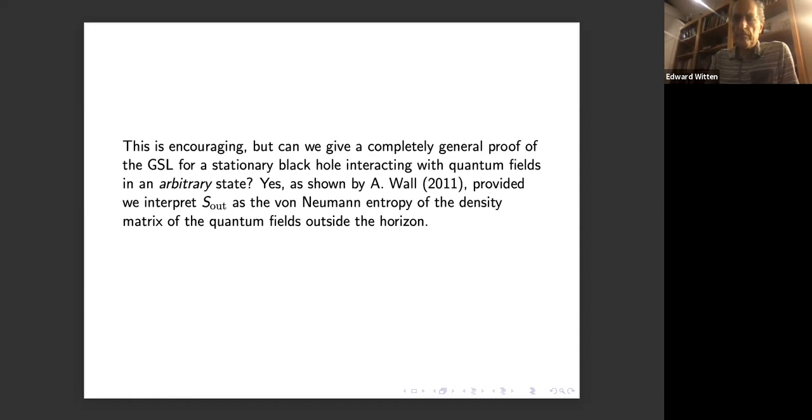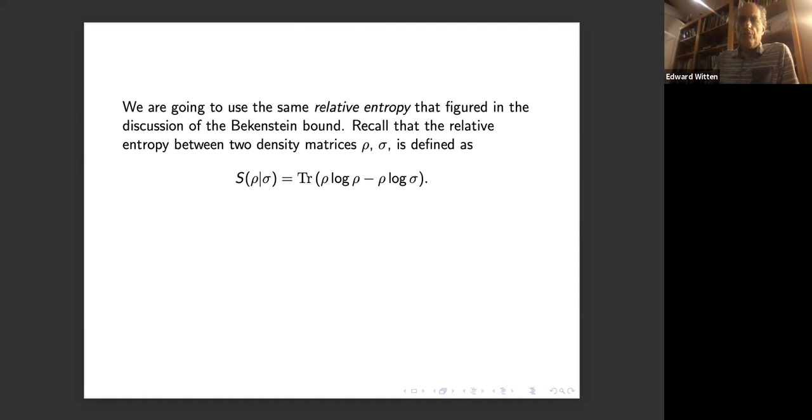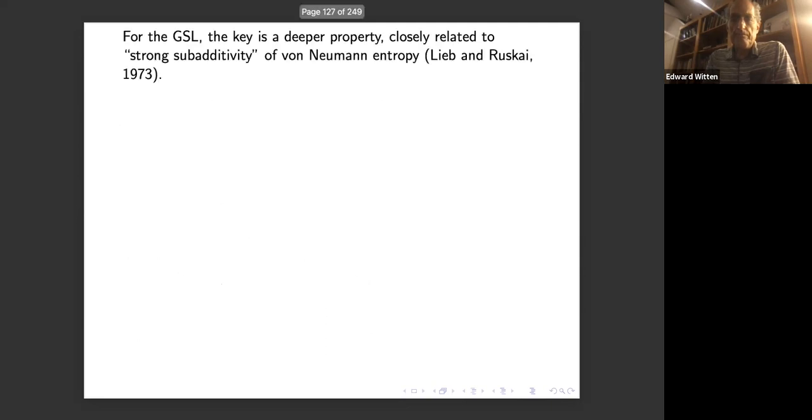So it's defined the same way as before: trace rho log rho minus rho log sigma. The key to the Bekenstein bound was the simple fact that the relative entropy is non-negative, with equality only if rho equals sigma. For the generalized second law, the key is a deeper property, which is closely related to strong subadditivity of von Neumann entropy.